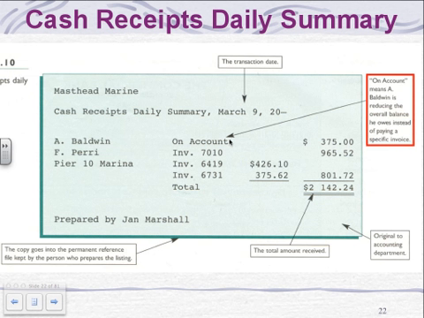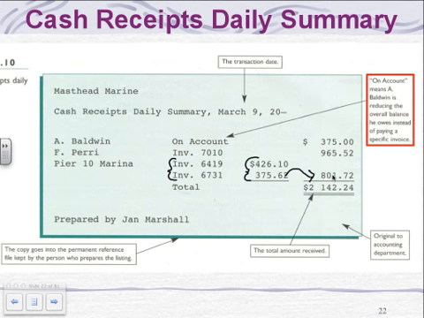What was the check for? In this case, it says on account, which means A. Baldwin is paying off the balance that he owes us instead of paying a specific invoice, whereas these two companies are paying invoices. In particular, you'll see Pier 10 Marina is paying two invoices at once, which is why we have a subtotal here. So don't let this fool you. We've just added those two numbers, and remember, in accounting, when there's subtotaling to be done, you move it to the left and then move the correct answer to the right.